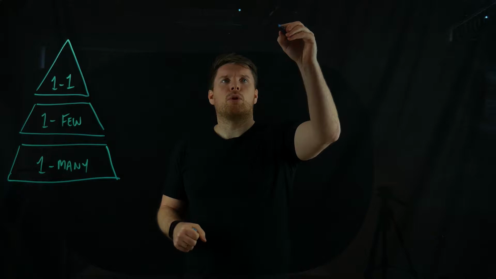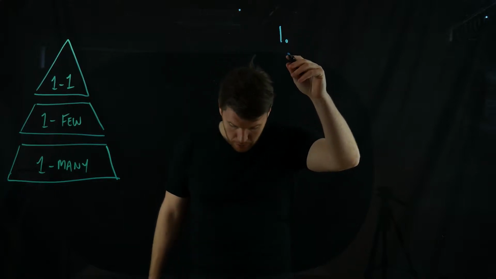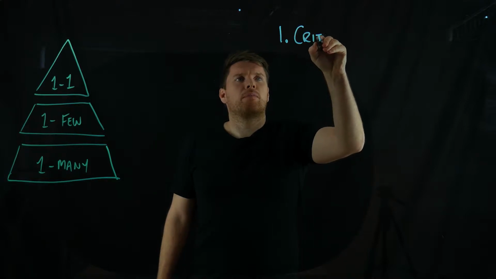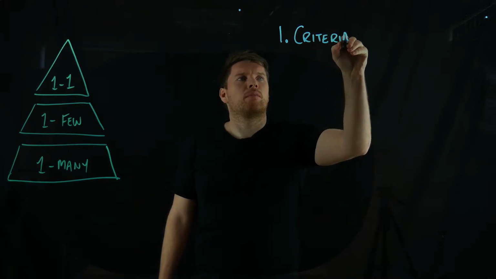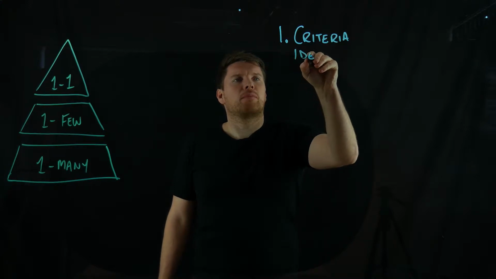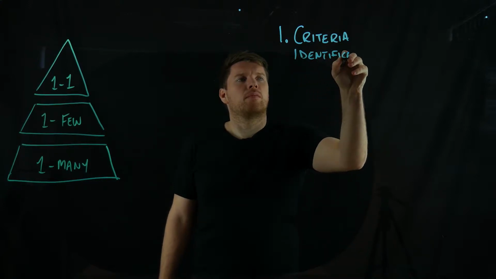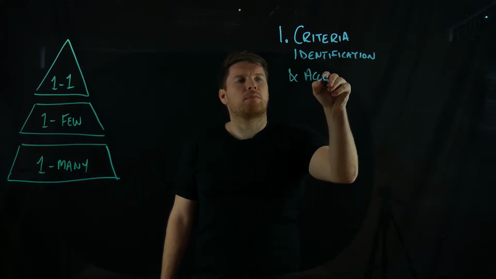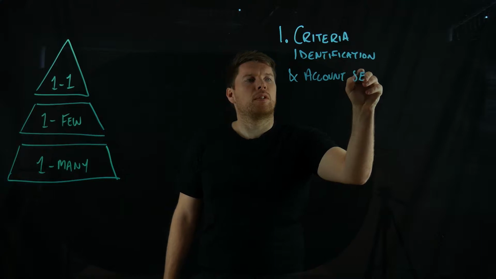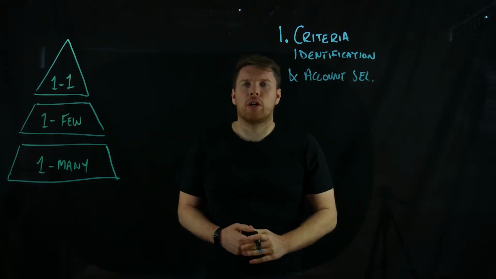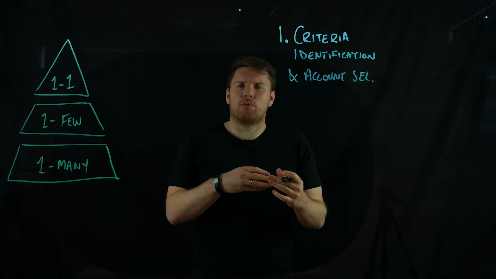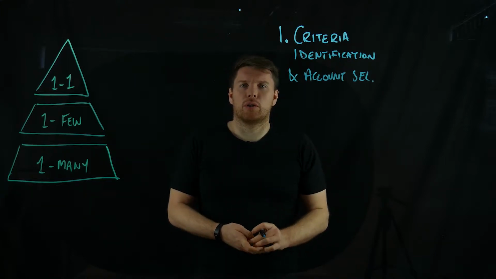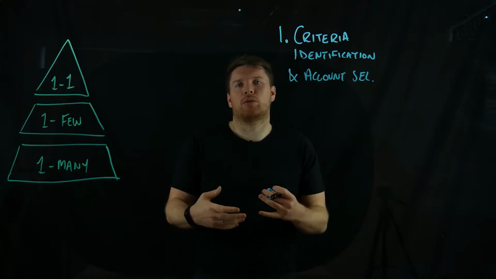So number 1 is criteria identification and account selection. Basically what we're doing here is reviewing and selecting the criteria that we want to adopt when pulling accounts into our strategies.